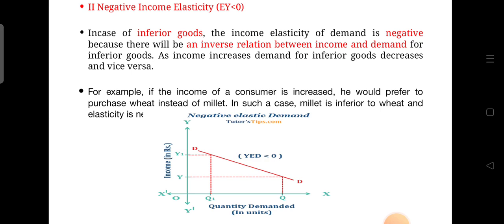In such a case, millet is inferior to wheat and elasticity is negative. You can see here, when the income has increased, the demand is q1. When the income has been increased to y1, the demand has been increased to q.